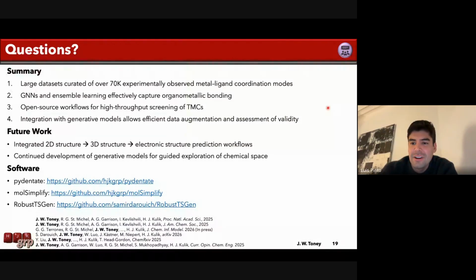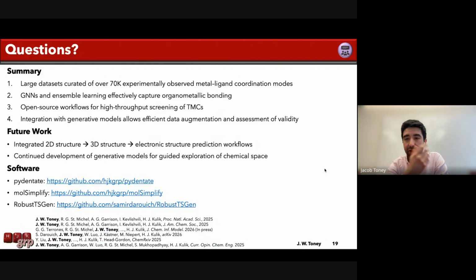Okay, thanks. There's another question. Are you working on developing a model towards predicting features related to the application? So like catalytic activity, depending on the metal, ligands, or some others? Yeah, that's a great question.